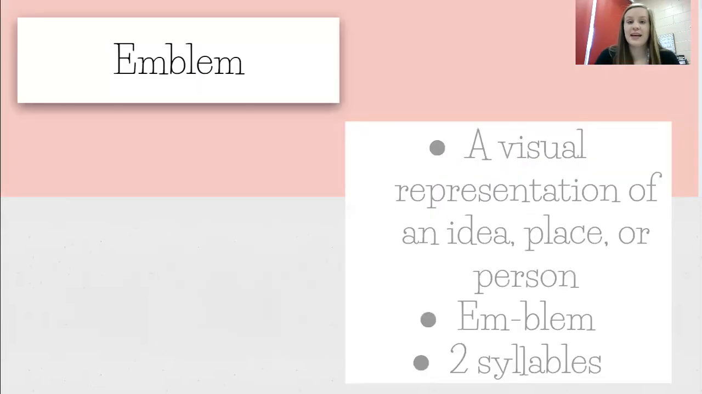Our first word that we're going to go over today is emblem. An emblem is a visual representation of an idea, place, or person. Can you think of any emblems that you've seen or know of?